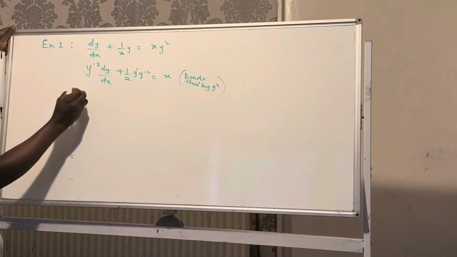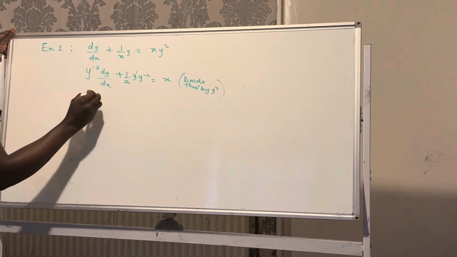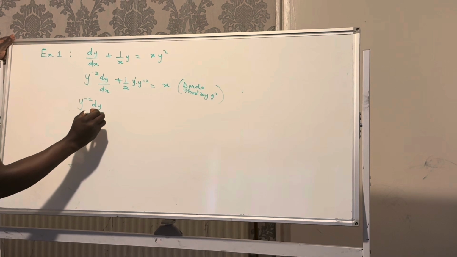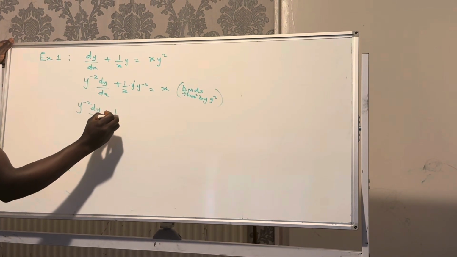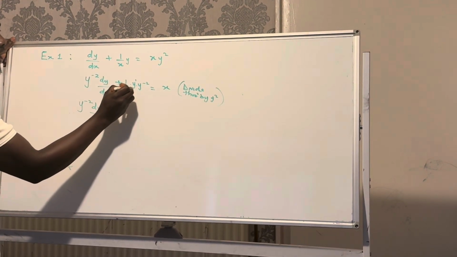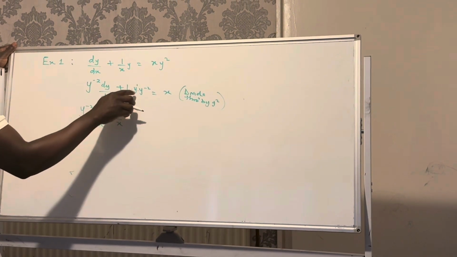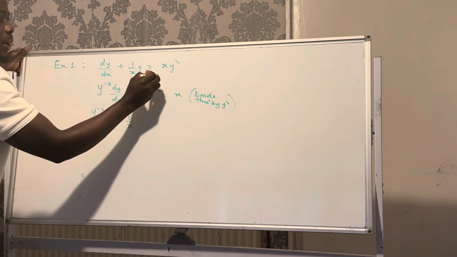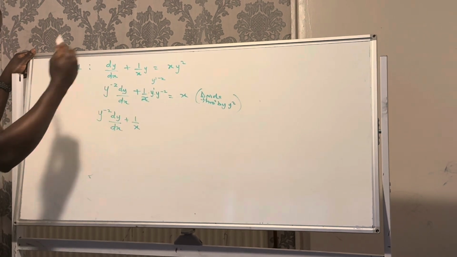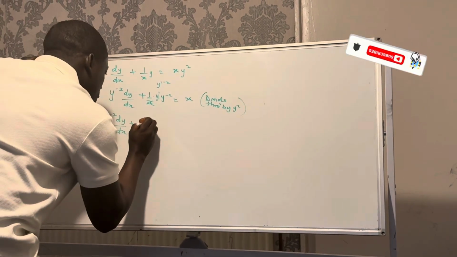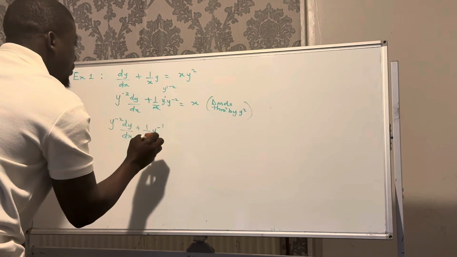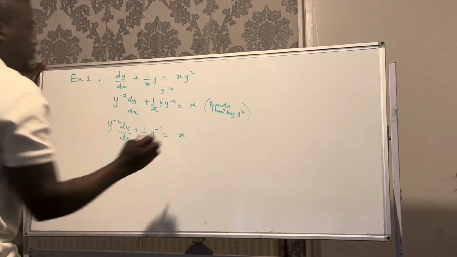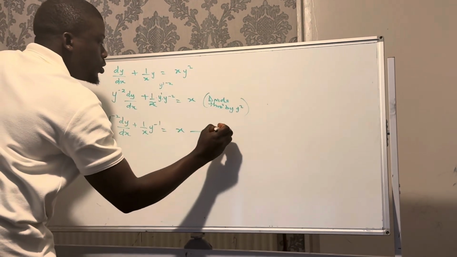So I divide all the sides by y squared. So we have y raised to power minus 2 dy/dx plus 1 over x. From the law of indices, we have y raised to power 1 minus 2, which will give us y raised to power minus 1. So we have y raised to power minus 1 to be equal to x. Let me call this equation 1.